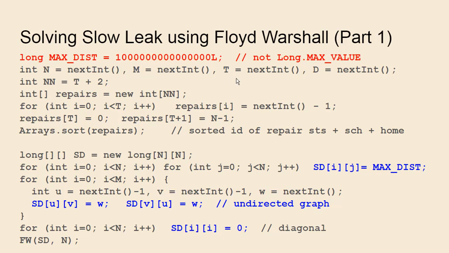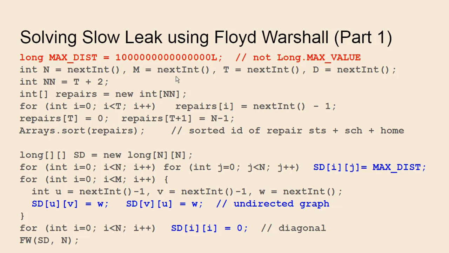Because here the possible distance is long, I use this. The maximum distance is a long integer. So these are reading in the data, and remember t is the number of repair stations. So add 2 are for the school and home. So those are the important points.